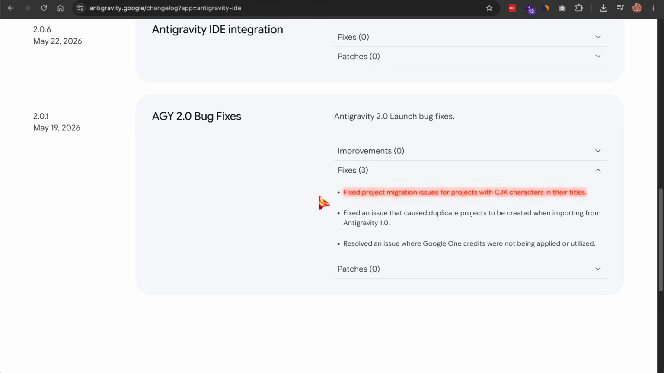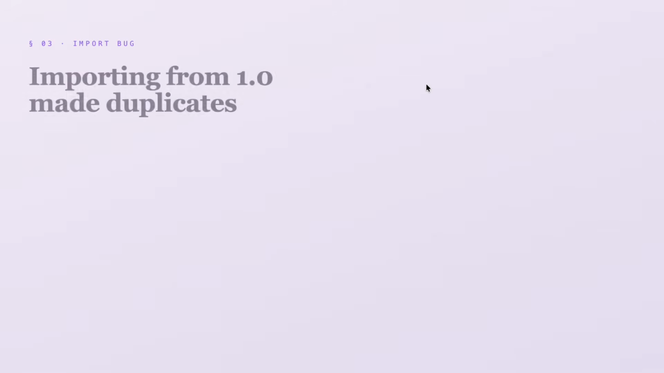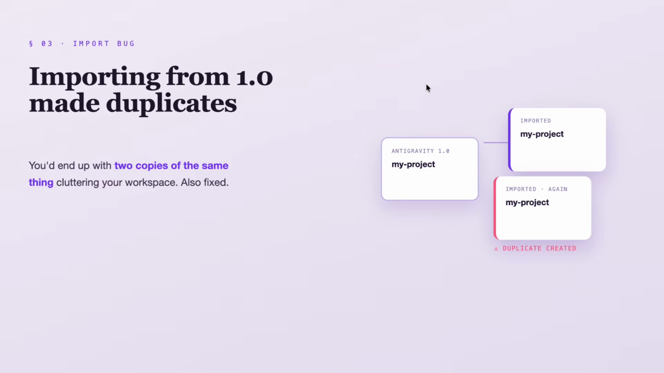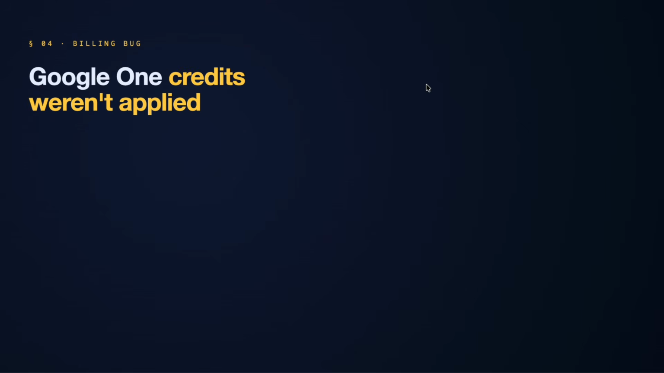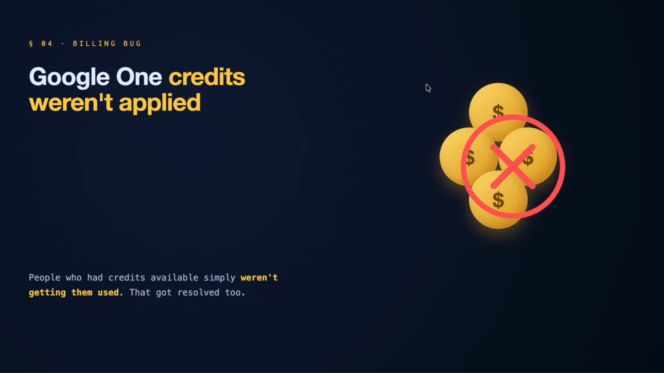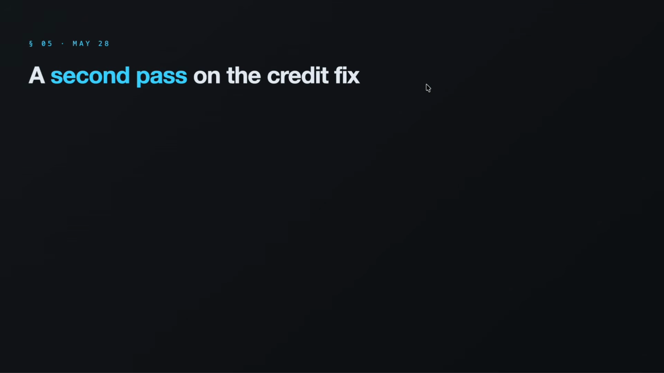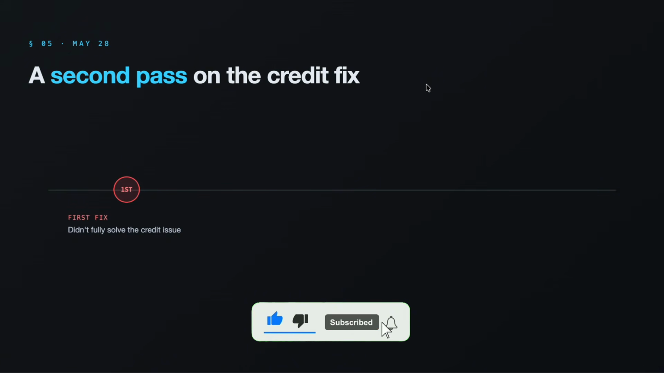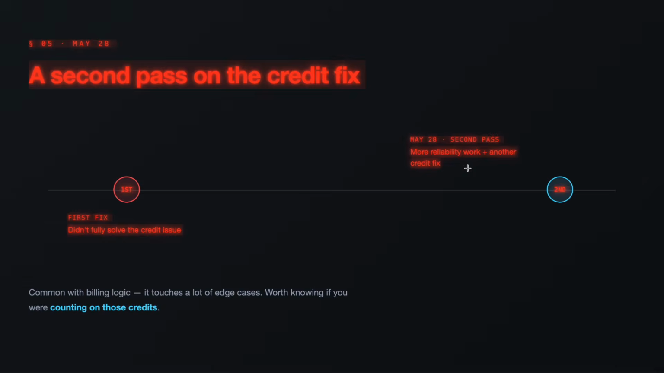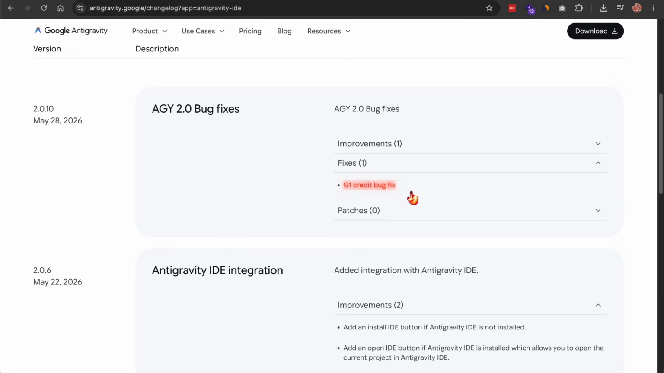That's fixed now. They also fixed a problem where importing from version 1.0 would create duplicate projects, so you'd end up with two copies of the same thing cluttering your workspace. And also resolved a bug where Google One credits weren't being applied, so people who had credits available simply weren't getting them used. Then on May 28, it includes more reliability and usability work across the board, plus another pass at the Google One credit issue. So the credit handling got a second fix, which tells you the first one didn't fully solve it.